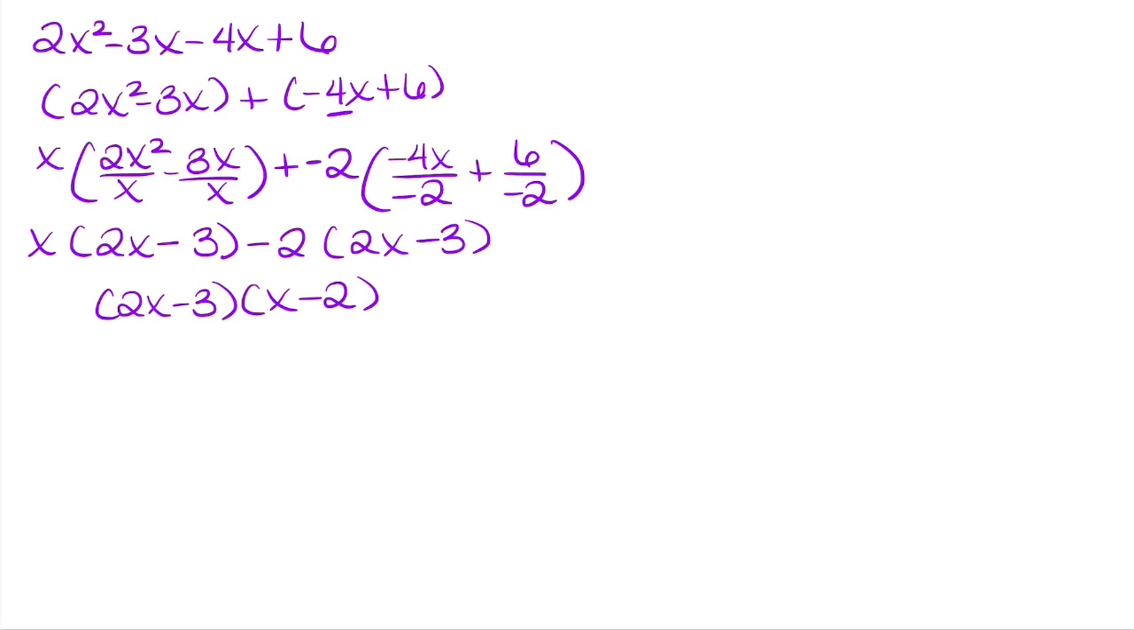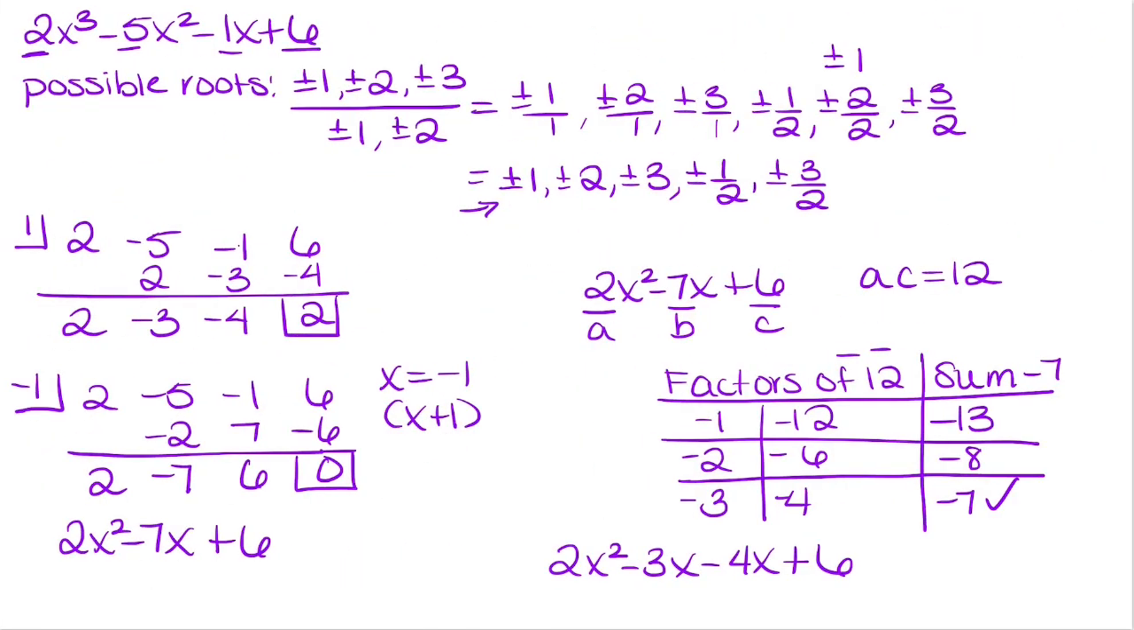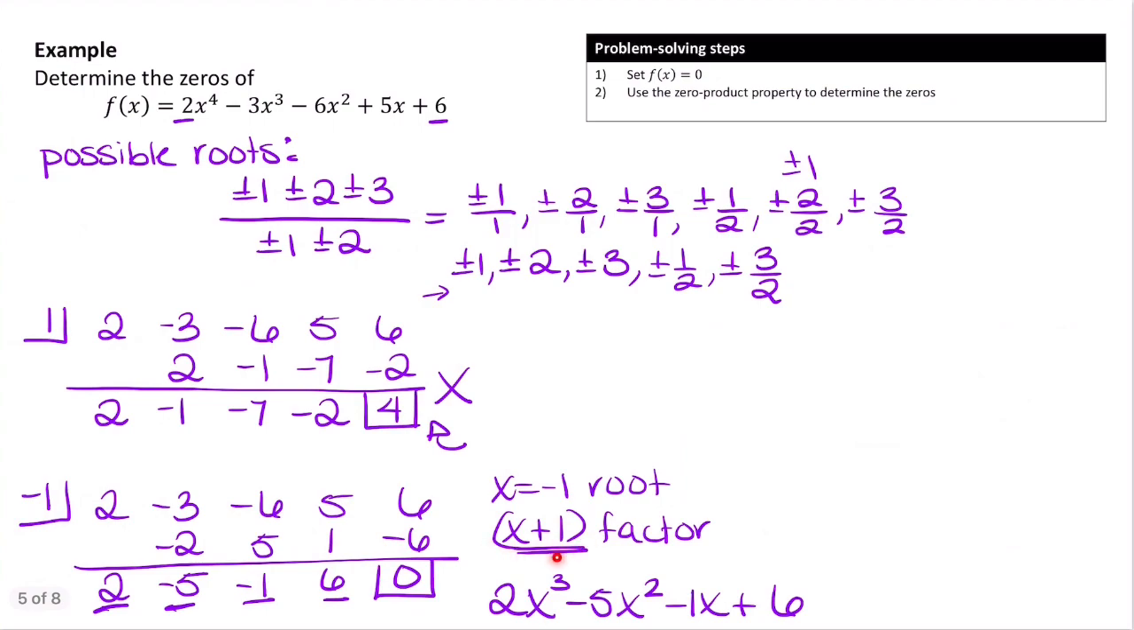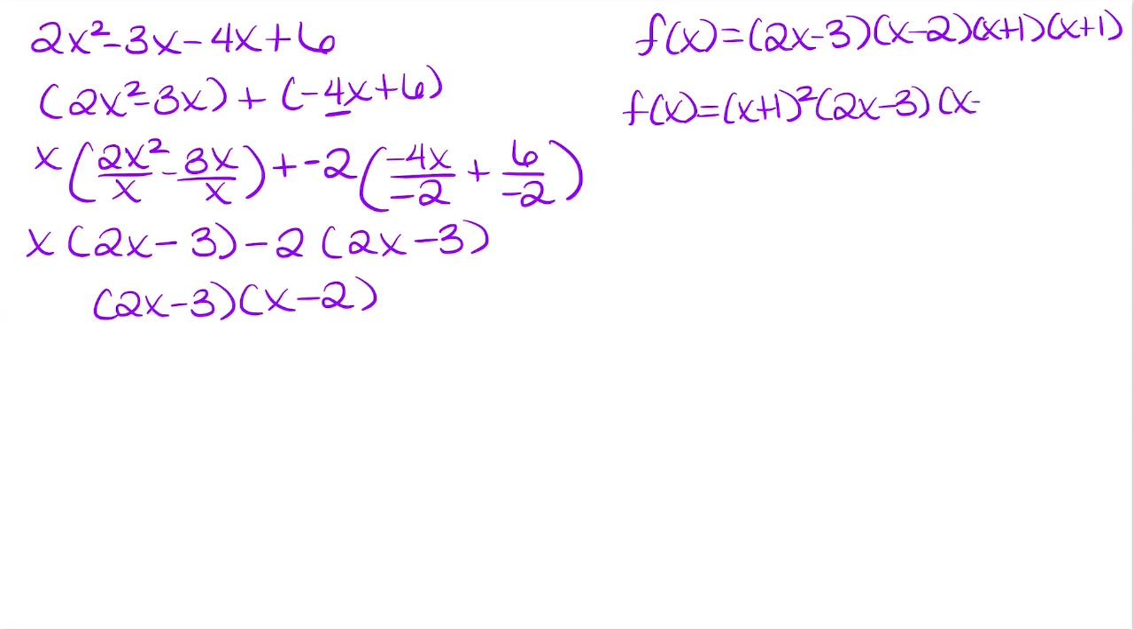So let's collect all our factors and write f of x. So f of x is going to equal 2x minus 3 times x minus 2. Okay, and then remember from back here, we found this factor of x plus 1. And we have that x plus 1 that we found at the very beginning. So x plus 1 is going to be a factor that's written twice in our final answer. So remember that we can condense this, and this is going to become f of x equals x plus 1 squared times 2x minus 3 times x minus 2.